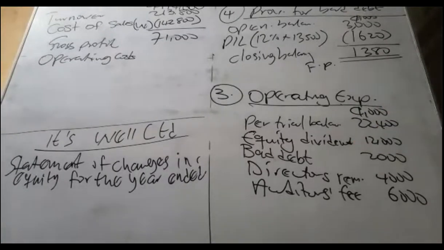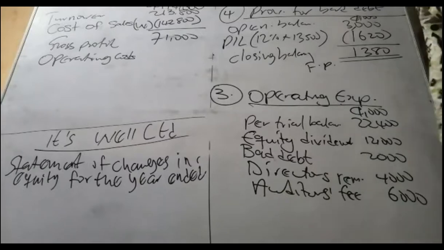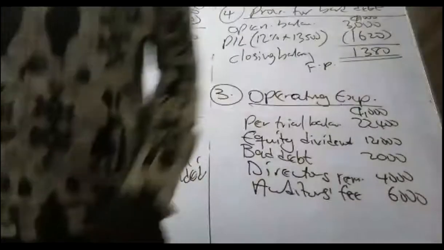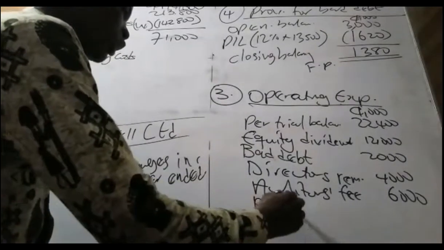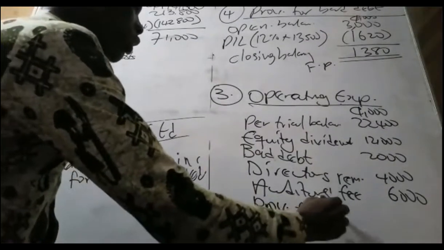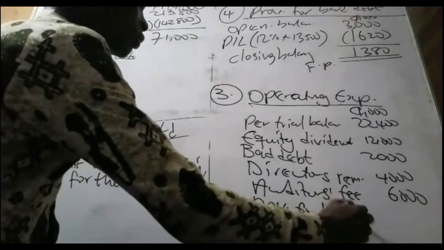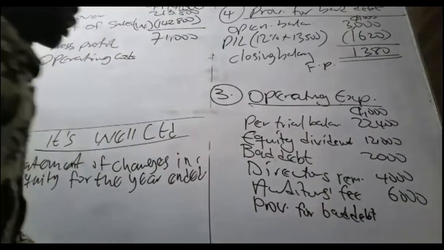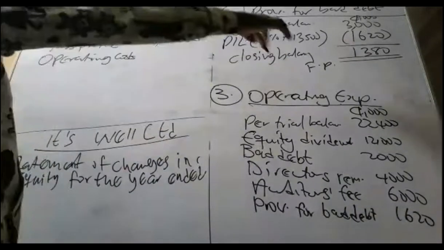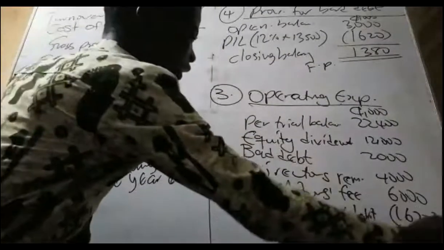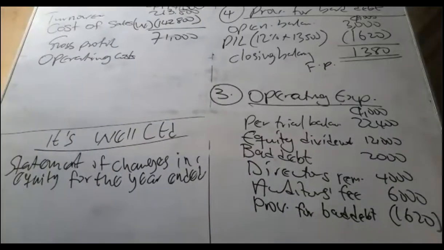Now let's record this. So right here, provision for bad debt. So I'll continue the game. Provision for bad debt. Now record the difference, 1,620. If it is negative here, it must also be what? Negative here. That's all.